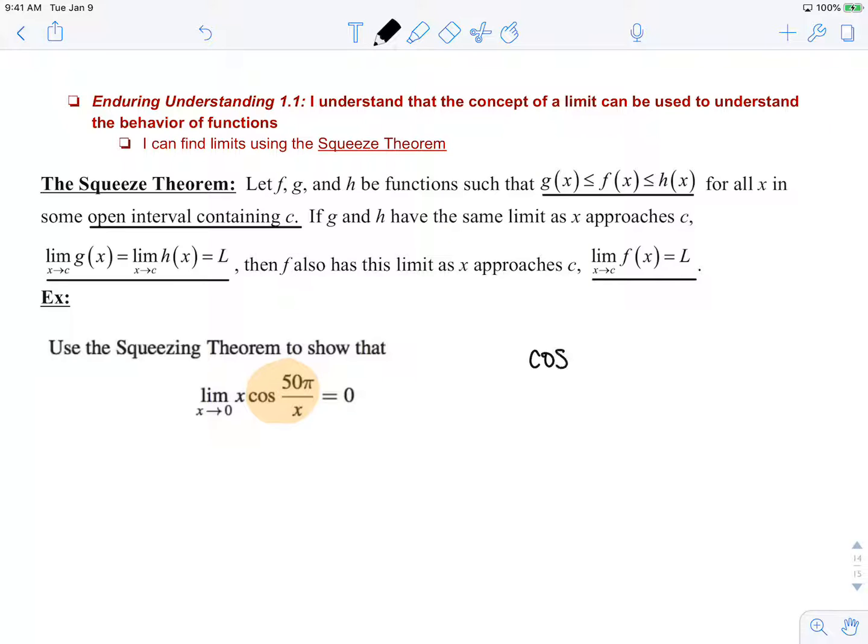I know that cosine of 50 pi over x is between -1 and 1, but that is only for all x not equal to 0, because at 0 there is a vertical asymptote. So let's just remind ourselves, this upside down A is read as "for all." Okay, so we're focusing around 0, so this is true for every value except 0.